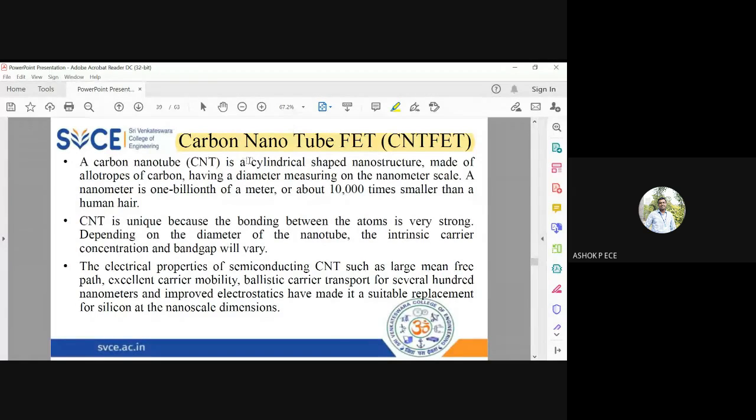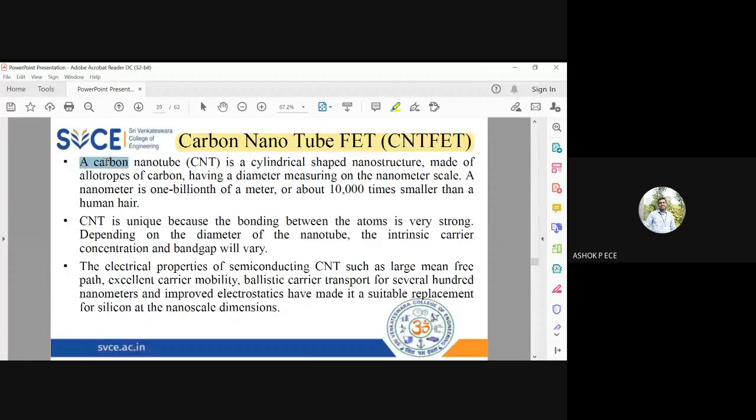Okay, so usually FET is made up of silicon or germanium, or if you have direct band gap, you are going to make them from gallium, arsenic, phosphorus, indium, aluminum. So all these metals you are going to use. But using carbon, they tried this and found that it is going to have very good results. Okay, so carbon nanotube.